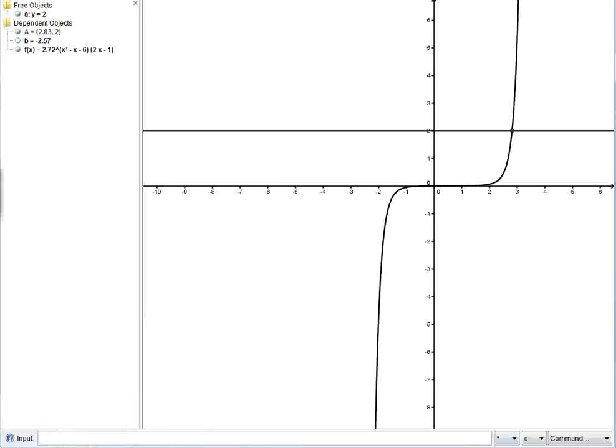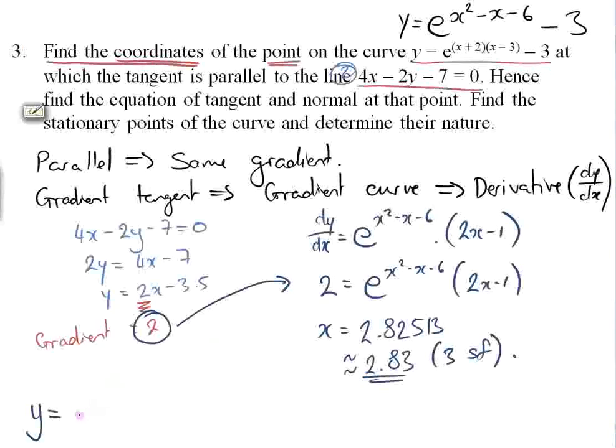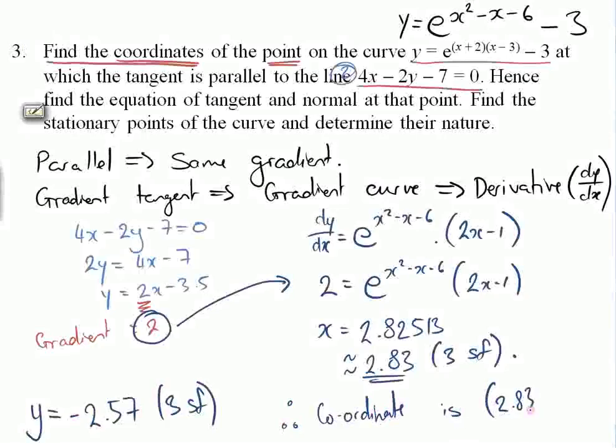So we come back here. Y is equal to negative 2.573 SF. So therefore, my coordinate is 2.83, negative 2.57. Okay, good. Well, what about the next part?